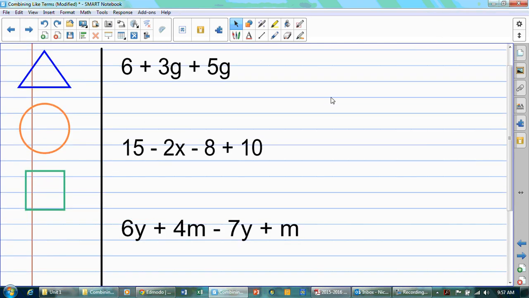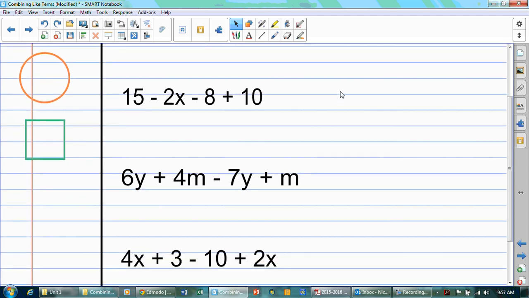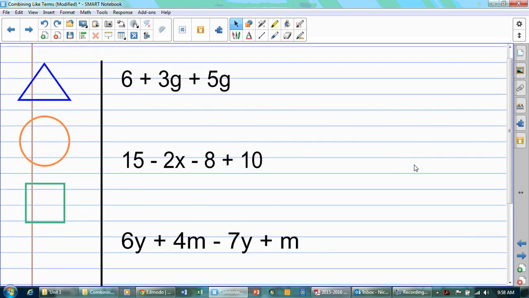Alright, I'm going to take a look at a couple more real quick. Okay, I'm going to skip down to this one, the 6y. Now, by all means, go ahead and try this. I'm not going to explain it in great detail. I'm just going to show you the answer real quick, so if you want to pause and see if you get the same answer.